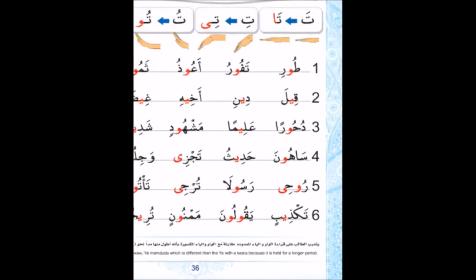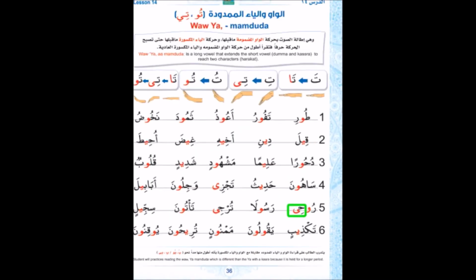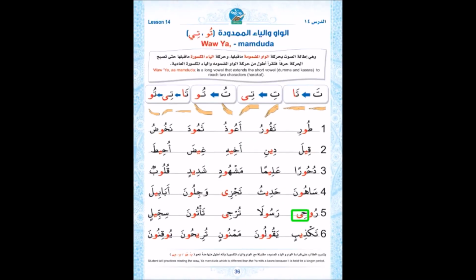Something to take note of is that the ya at the end of ruhi can be confused for alif maqsura, so we should make it clear to the student that ya does not have two dots in the Quran. When it's the final letter in the word and it's preceded by a kasra, there are no two dots. This is very important that the students realize. The ya is not an alif maqsura because there's no small alif on top.